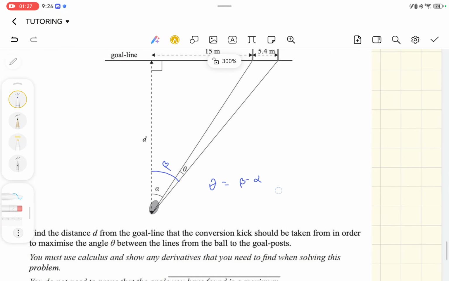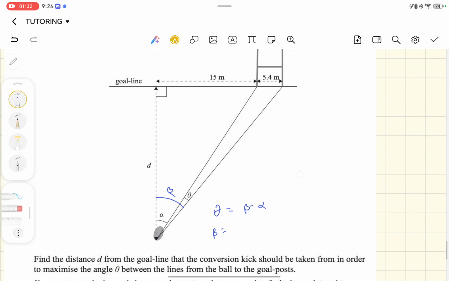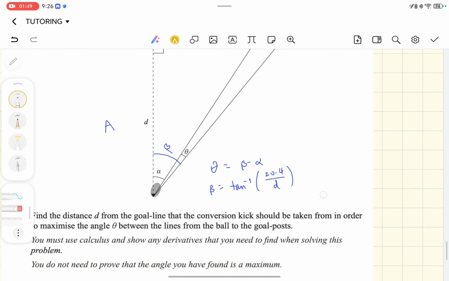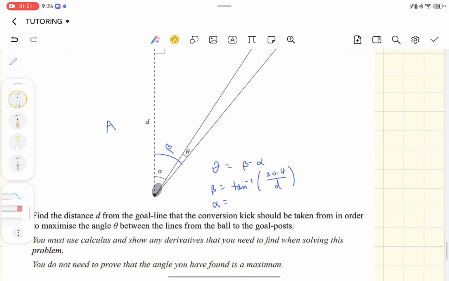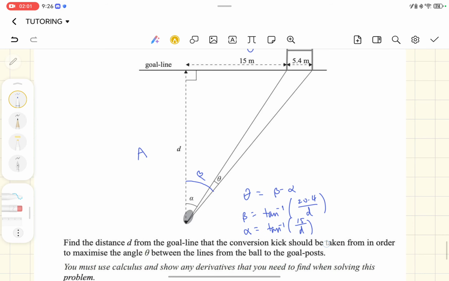From this diagram, we can also say beta is equal to tan inverse of 20.4 over d, because beta equals tan inverse of opposite over adjacent. And hence we can also say alpha is equal to the tan inverse of 15 over d. Alright, we can work with that.